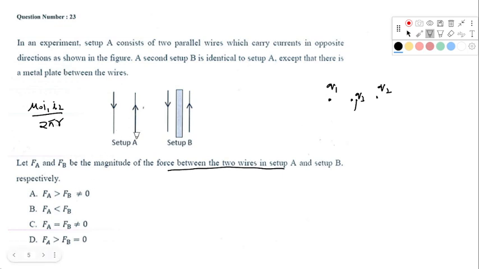So we will get FA equals to FB, and of course this force will not be equal to 0. So because this is force per unit length, the answer will be option C. I hope you would have understood.